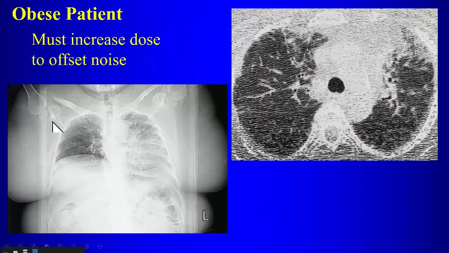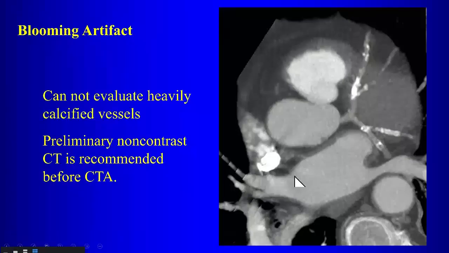So we'll start with noise. With obese patients, CT can be limited. You get a lot of noise with these patients, and the only thing you can do is increase the radiation dose, but there is a limit to how high you can go, with the tubes and the way the tubes are rated. So with obese patients, patients with high BMIs, it's a problem. It's still an issue.